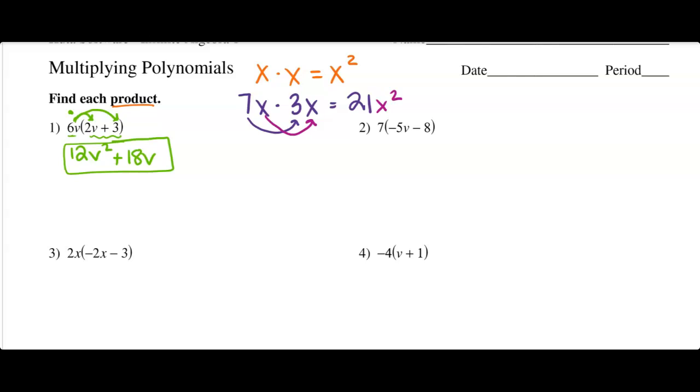When we have a monomial times a binomial, and it's just a coefficient, there's no variable, we're going to do the same process. We're going to multiply 7 in, but our v's will stay the same. So 7 times negative 5v gives us a negative 35v, and 7 times negative 8 gives us negative 56. So again, we don't have any like terms, so that is our final answer. And you would just keep going like that and distributing.